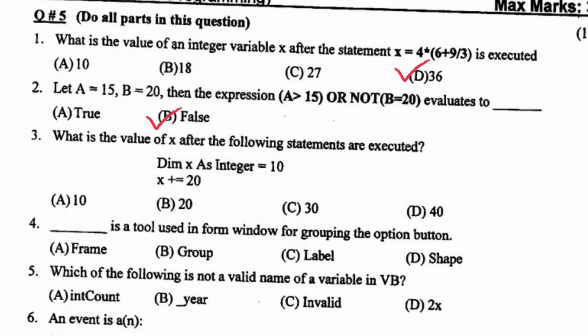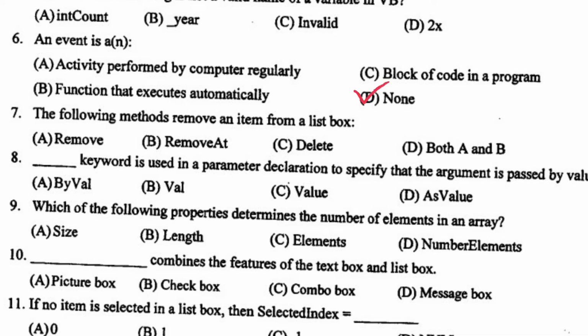What is the value of x after the following statements are executed? Dim x as integer = 10, x += 20. Answer: 30. Dash is a tool used in form window for grouping: the option button. Groups. Which of the following is not a valid name of a variable in VB? Dash year. An event is a noun. The following method removes an item from a list box: remove. Dash keyword is used in a procedure declaration to specify the argument is passed by value.